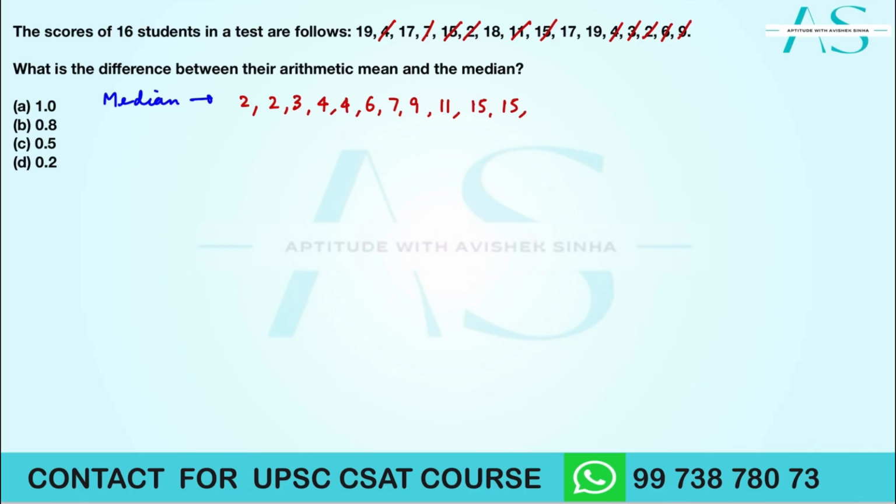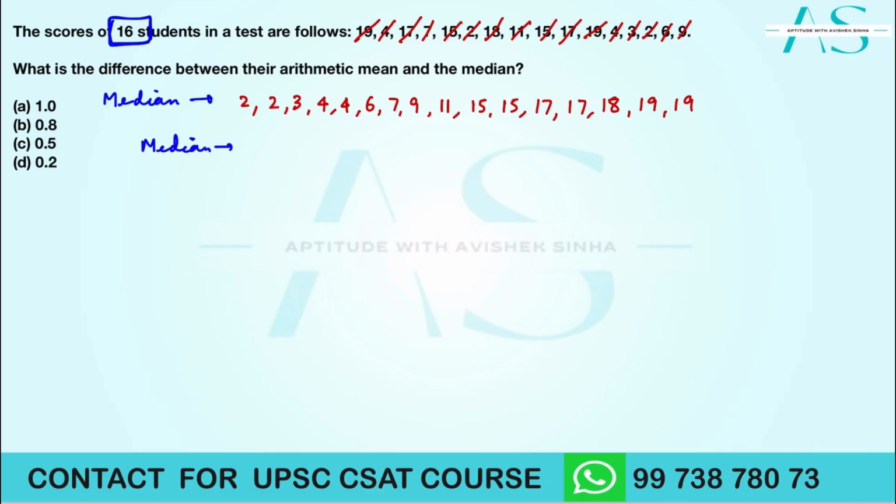16, 17, yes. 2 17s. 18 and two 19s. All right, done. Now, median is always the middle term. Since I have 16 terms, तो कोई middle number नहीं हो पाएगा.